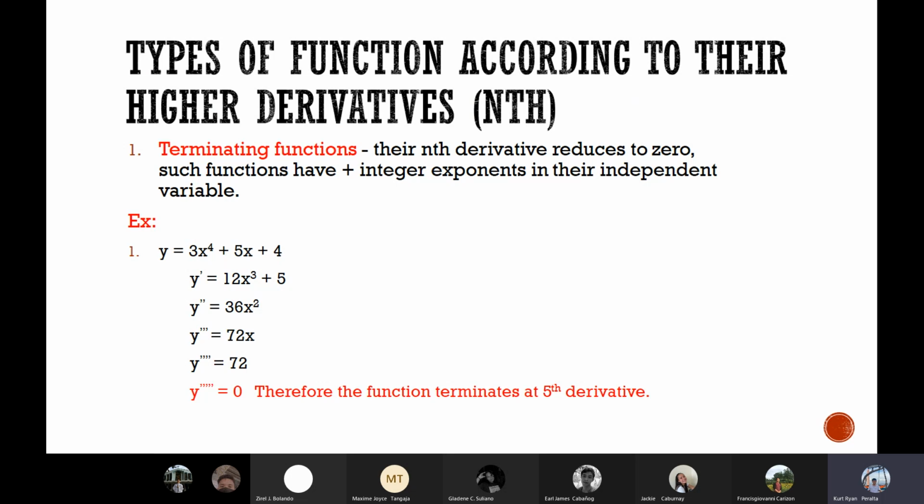So there are three types of function according to their higher derivatives. So first is terminating functions. So for these functions, their nth derivative reduces to zero.